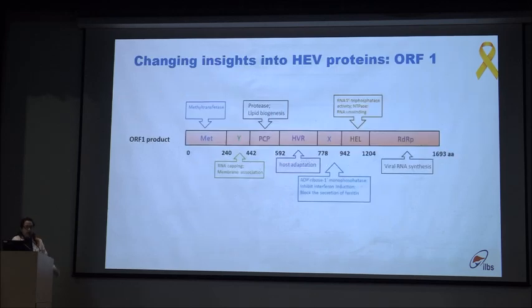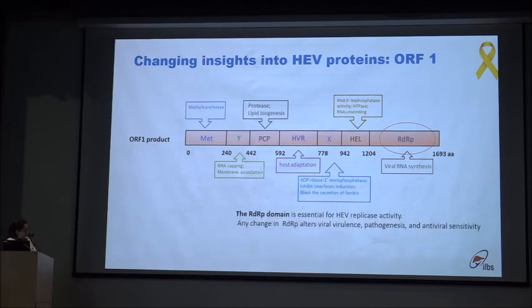Now, in ORF1, not many changes have been reported, except for the RDRP region, the RNA-dependent RNA polymerase. This affects viral replication and is essential. If anything influences it, it increases viral virulence and pathogenesis. This is the basis of the ORF4 region in genotype 1, which increases RDRP activity. Another thing is the hypervariable region, which decides host adaptation, and mutations have been shown, which is why rat-associated hepatitis E virus and other hepatitis E viruses in various zoonotic animals have come up.